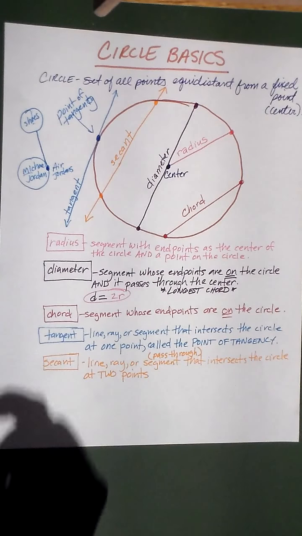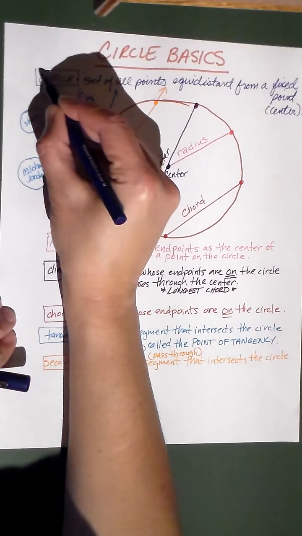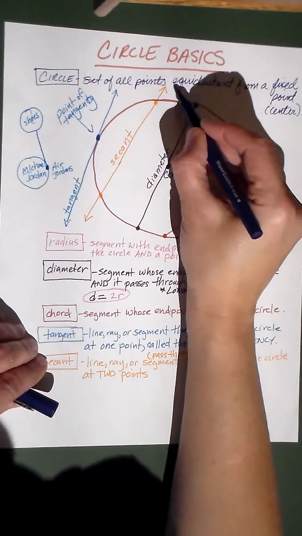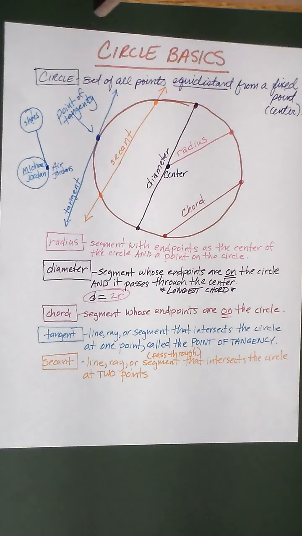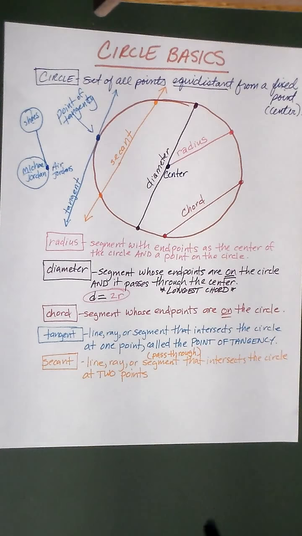And remember, a circle is the set of all points. And I'll box this in too. It's a set of all points that are equidistant from a fixed center. And that center is right there. I've labeled it. So that is how you label a circle. Those are all the special segments.